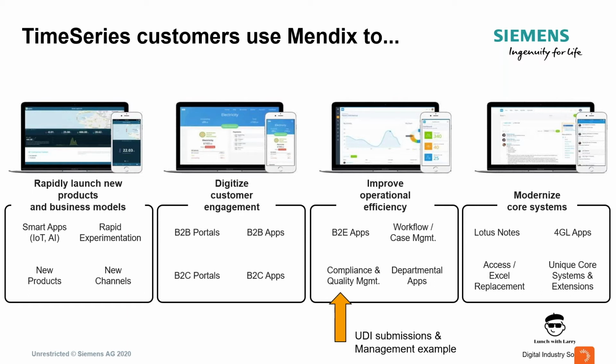We do a lot of digitization towards customers and partners, so really beyond the company's internal ecosystem. So B2B portals, B2C portals, in the value chain. And then what we'll talk about today is really operational efficiency, which includes the compliance and quality management part. So the UDI submission and management example, the template that we'll show you today, actually fits in that bucket.